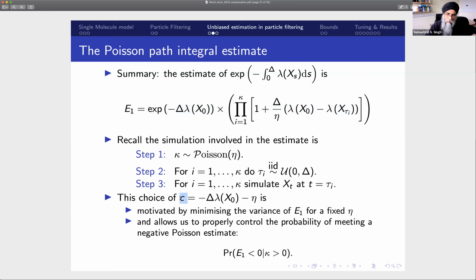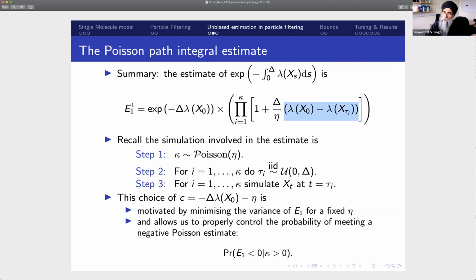This specific choice of C is not so important. It's an important detail, but not for the main message. I said that this estimate is what we had before plus some terms. These terms only appear if kappa is non-zero. Although this estimate is unbiased, it can be negative, because there is no guarantee that this term here, when scaled by delta over eta, will be smaller than 1 in absolute value. So 1 plus this can be negative.